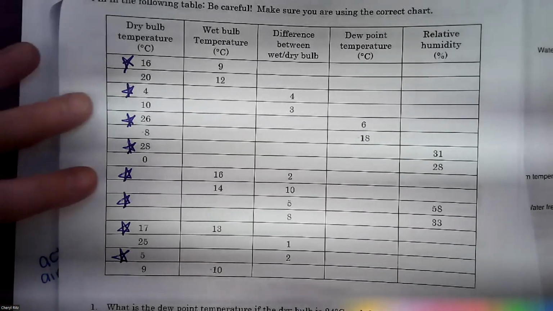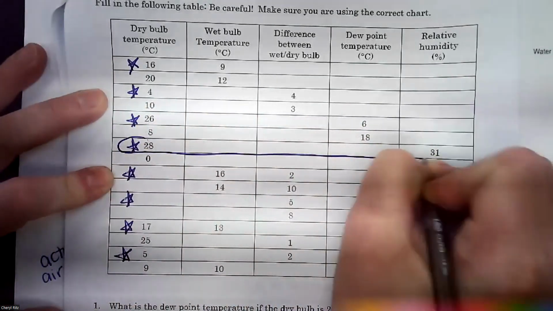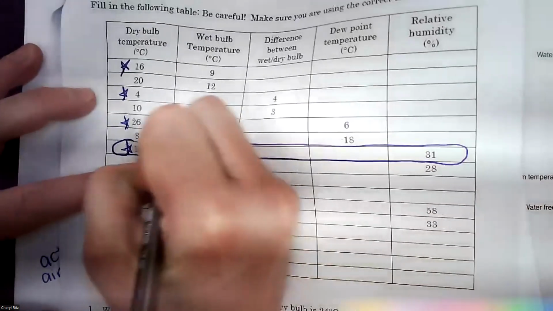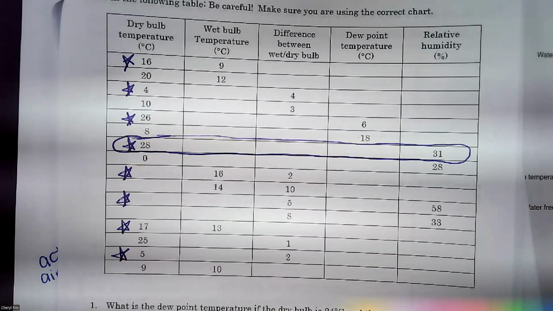I want to do this 28 one. So this is one of your homeworks that I want to do with you. This one's weird. So I give you a dry bulb temperature. I do not give you a wet bulb temperature. I did not give you a difference. I did not give you a dew point, but I gave you a relative humidity.